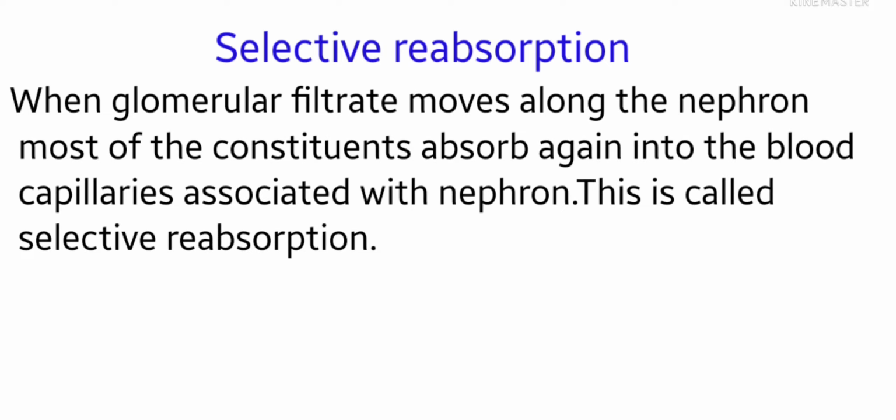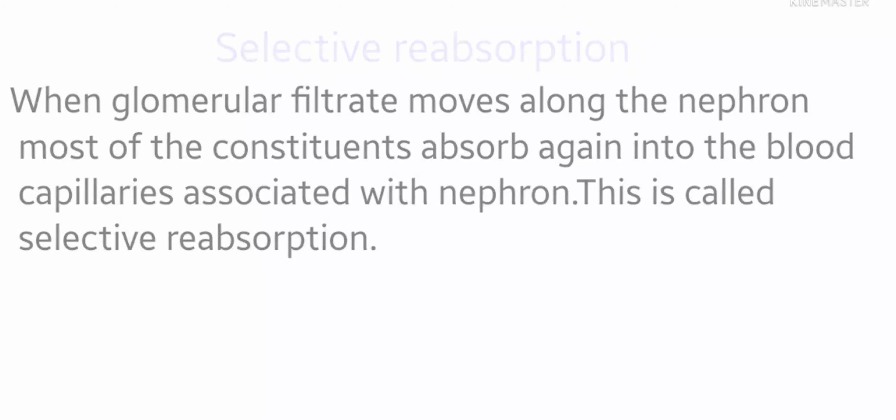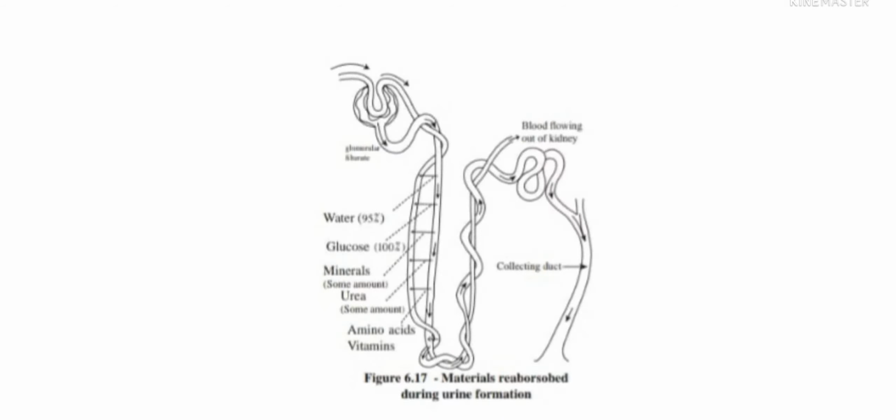It contains many useful substances other than urea. If all of these were excreted, the body would lose most of its water and soluble substances. This doesn't happen because 95% of the glomerular filtrate is reabsorbed. Reabsorption occurs when glomerular filtrate passes out of Bowman's capsule down the tubules towards collecting ducts.